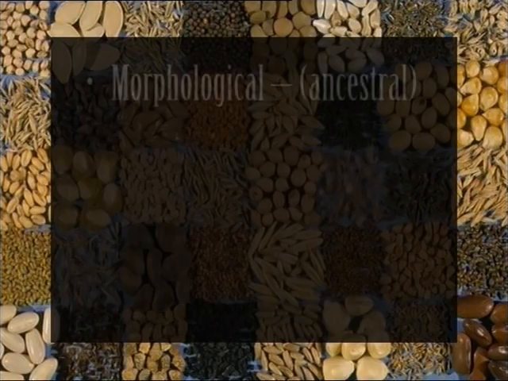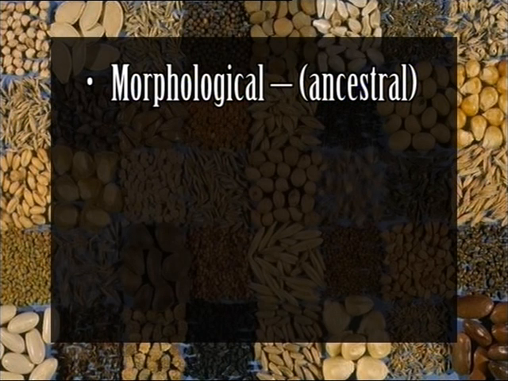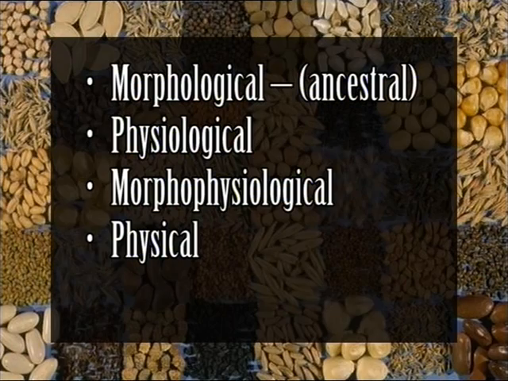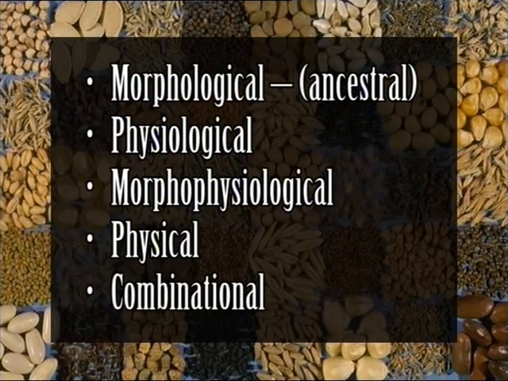a comprehensive ecophysiological classification system which includes 5 classes for the whole seed dormancy, ranging from the morphological dormancy, which is regarded as the ancestral one, followed by more advanced physiological dormancy, morphophysiological dormancy, physical dormancy, and also combinational dormancy.